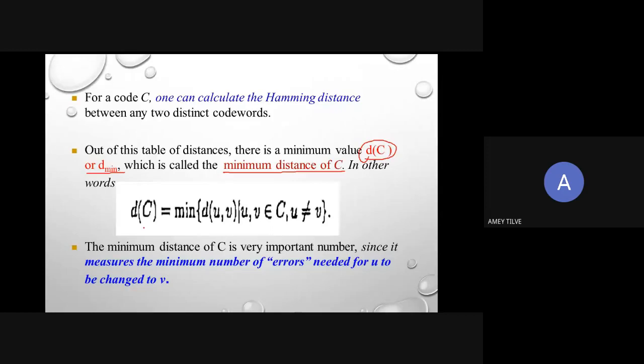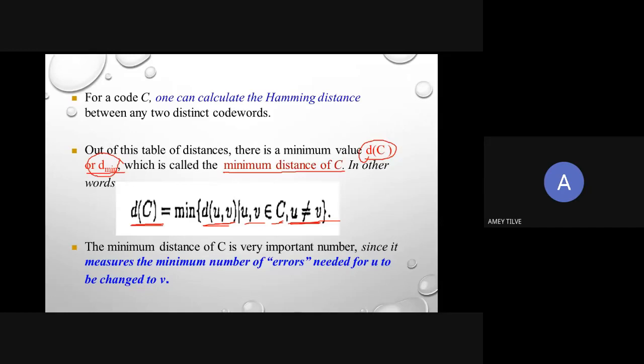Let us see the formula. The minimum distance d of C is the minimum of the distance of vectors u comma v, such that u and v belong to C and u is not equal to v. Don't worry about this equation. I will show you with an example what a minimum distance of C, or d min, means. We require these concepts when solving problems.